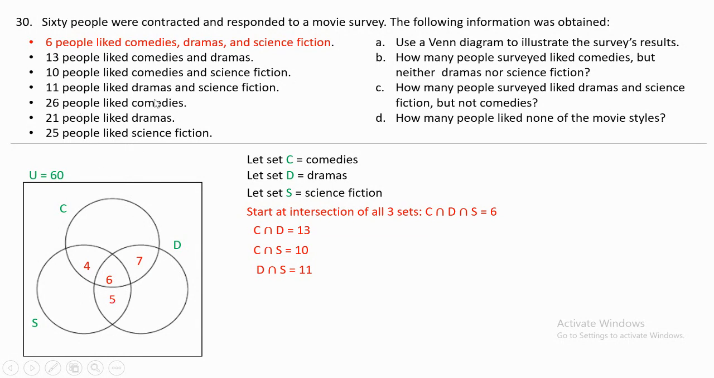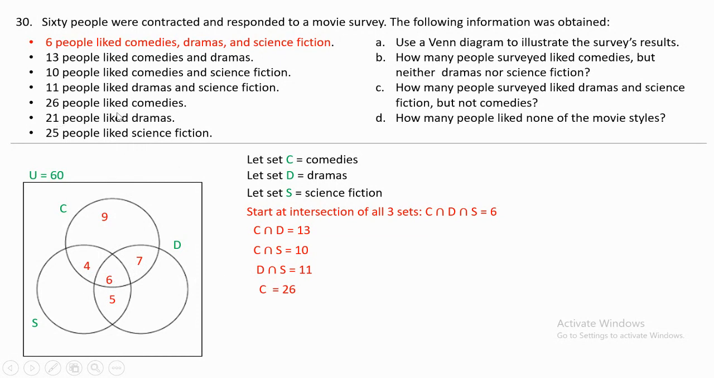Then they're saying that 26 people like comedies. So 26 does not go here. It means the whole C is 26. So we have 4, 6, and 7, right? So it'll be 26 minus 17, which will be 9, because 4 plus 6 is 10, 10 plus 9 is 19, 19 plus 7 is 26.